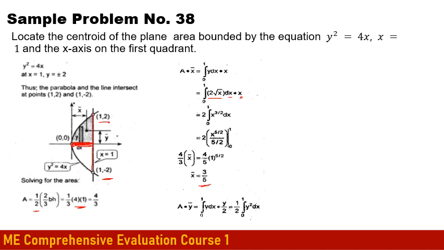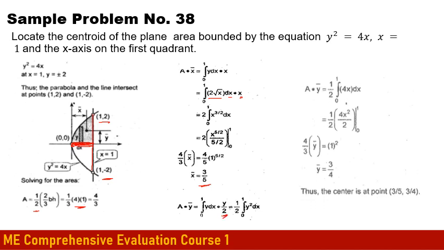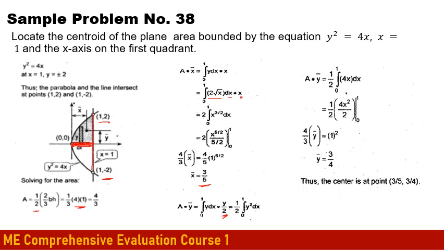We can also do the same for y bar, taking note that the distance of y from the x-axis is y over 2. That's why we have here y over 2. So solving also for that one, you can actually use the calculator already. Our y bar is 3/4. Thus the centroid is at (3/5, 3/4).